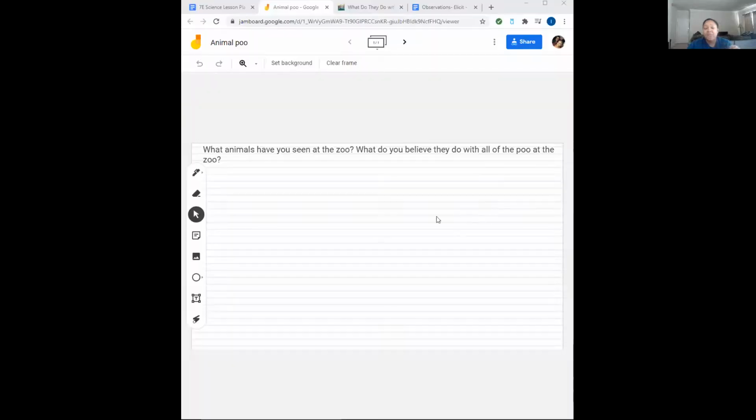Students would have the opportunity to go in, and it's one solid Jamboard, so once I shared the link with them, all they would have to do is type in, I've seen birds at the zoo, I've seen monkeys, I've seen big cats. So they would be able to tell me the different things that they've seen at the zoo, and we would all be able to see it as a class.